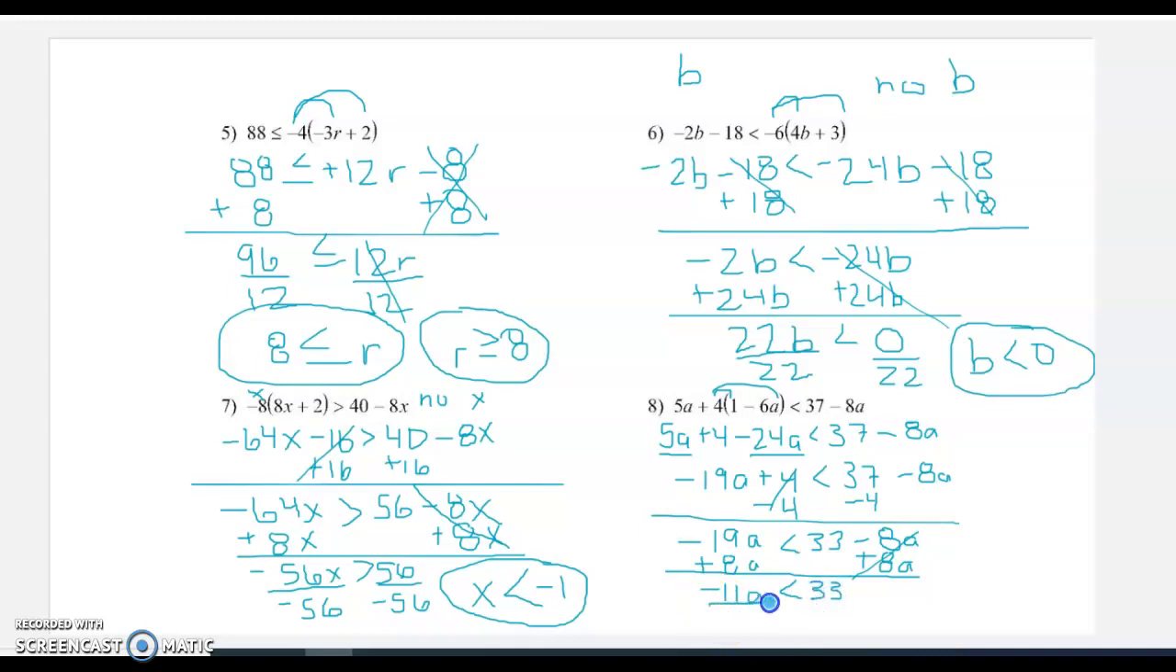So now to get a alone, to get rid of a multiply by negative 11, we're going to divide by negative 11. Again, that bell just went off in my brain, right? Multiplying or dividing by negative, so I've got to flip it. So a is greater than 33 divided by negative 11, which is negative 3. And that is lesson chapter 3, inequalities, day 2, solving multi-step inequalities.